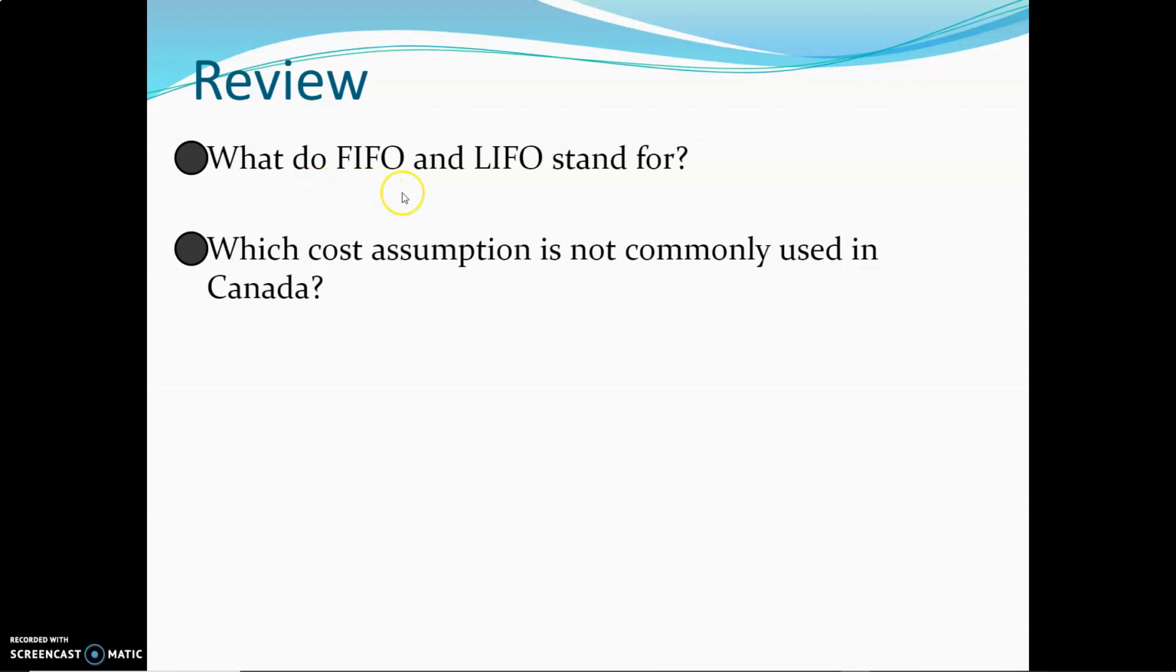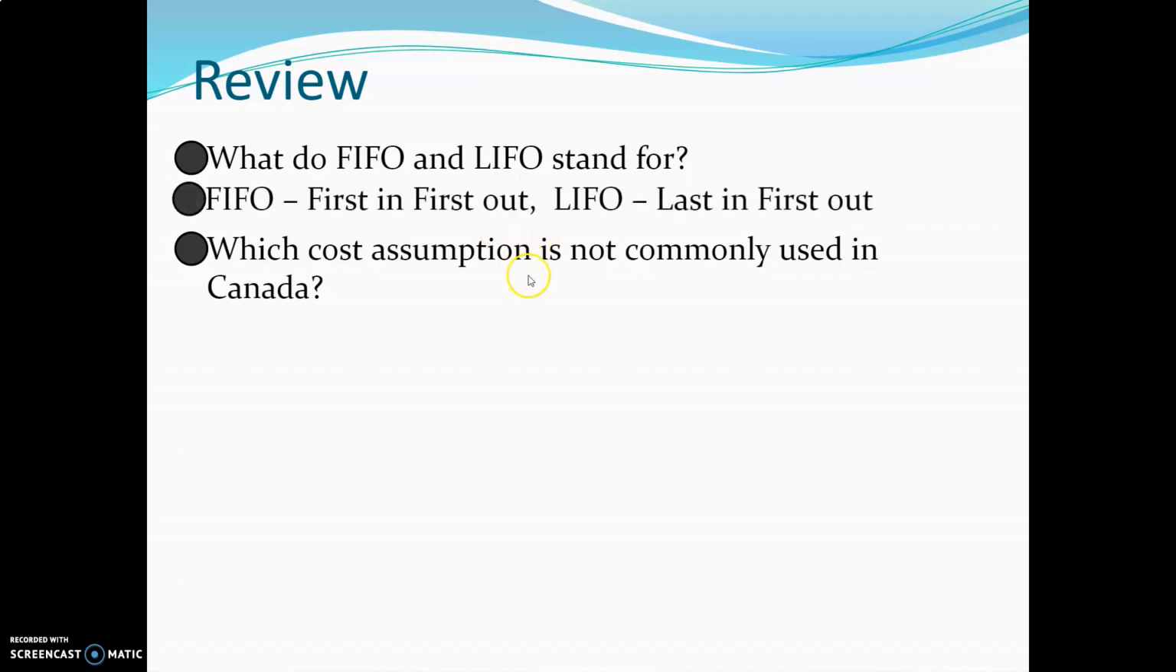So we start with a quick few review questions, which is, what do FIFO and LIFO stand for? And which cost assumption is not commonly used in Canada? I'd encourage you to pause and see if you can remember these. FIFO stands for first in, first out, and LIFO stands for last in, first out. And between these two, the one cost assumption which is not as commonly used in Canada is LIFO.